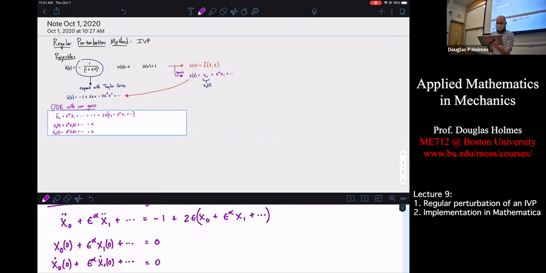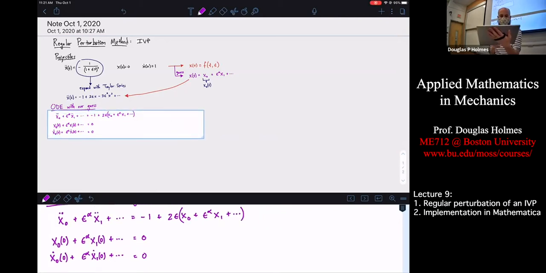Hopefully you found the same initial conditions I did, which is that instead of it being x at 0 equals 0, it's going to be x naught at 0 plus epsilon to the alpha x1 at 0 is equal to 0, and so on and so forth. And then same for your initial velocity condition: x naught dot at zero plus epsilon to the alpha x1 dot at zero, and so on and so forth, equals zero.